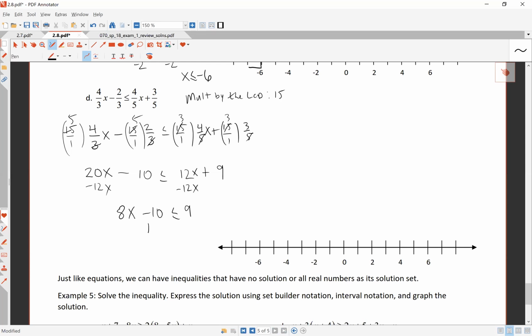Now I add 10 to both sides, and I get 19. 8x is less than or equal to 19. Now I see that I don't have a negative, so I divide by a positive, and I get x is less than or equal to 19/8. I don't have to flip anything there because I divided by +8. 19/8 is 2 times 8, 16. That's 2 3/8.